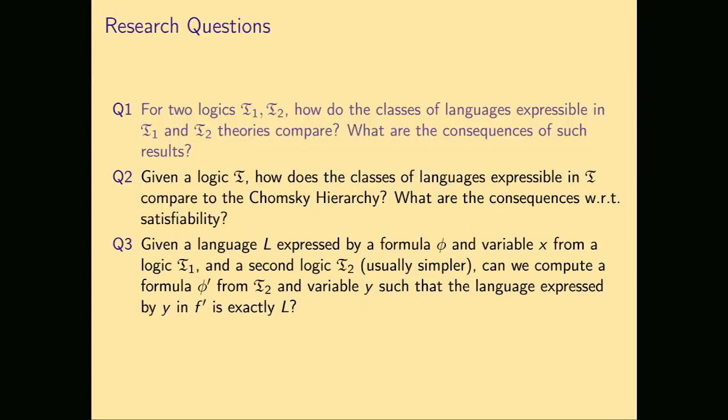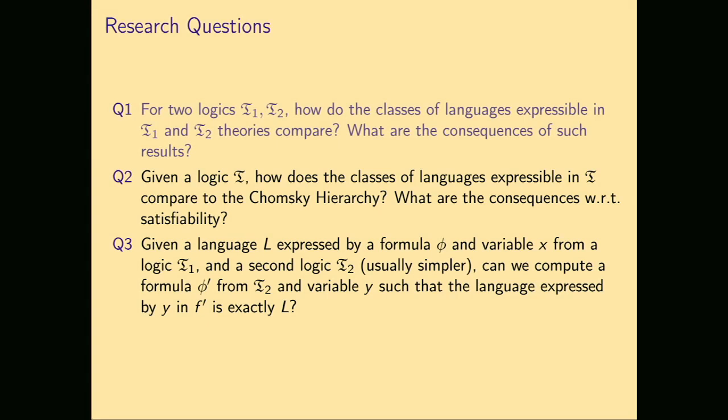What are the questions that we have considered here? We have considered 3 questions. I will only talk about the first one, and I'll try to do it relatively quickly. For 2 logics, how do the classes of languages expressible in the respective theories or logics compare? And what are the consequences of such results? Then the second question is, given a logic, how does the class of languages expressible in that logic compare to the Chomsky hierarchy? So a typical language theoretical question. And what are the consequences, for instance, with respect to satisfiability for formulas in that logic?